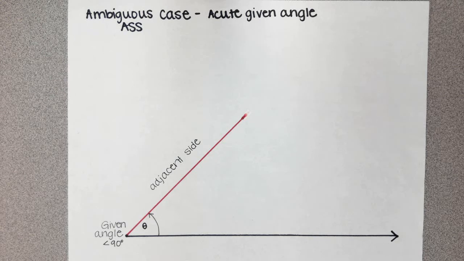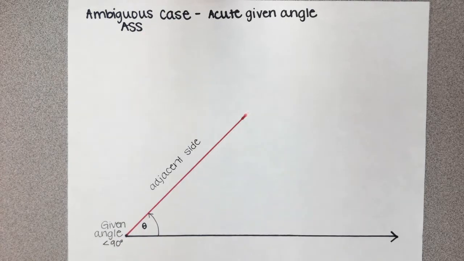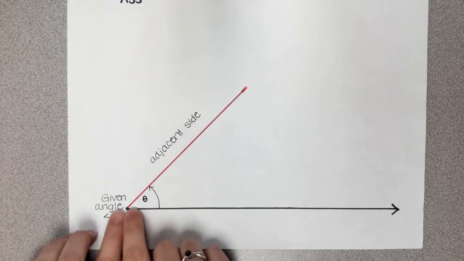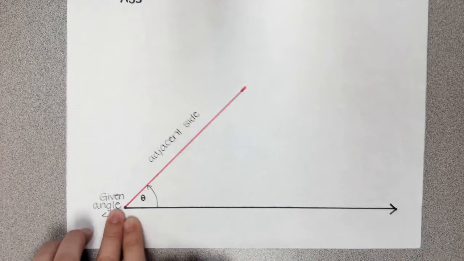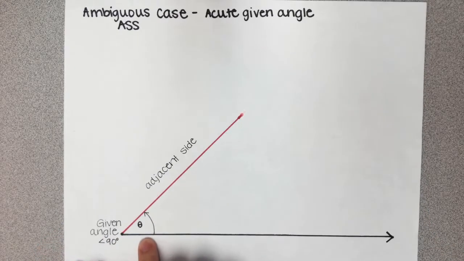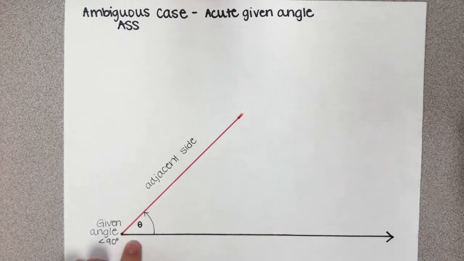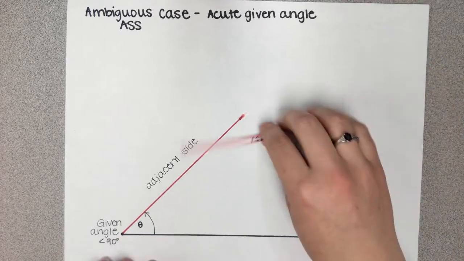So this is a demonstration to look at the different situations for the ambiguous case, which is when you're given two sides and a non-included angle. So we will draw a ray because we don't know how long this third side is, but this is my given angle. And for this first situation, we're going to assume that my given angle is acute. Here's the first given side, and I have little straws to show you.